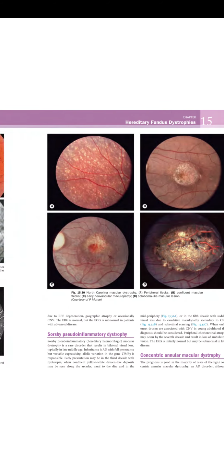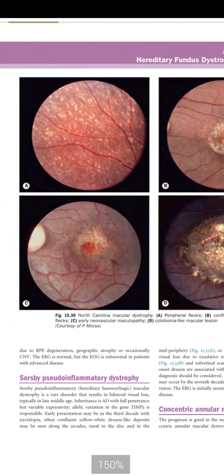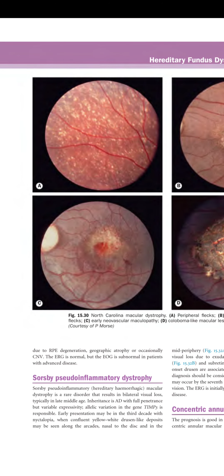Next is Sorsby pseudo-inflammatory macular dystrophy. Sorsby pseudo-inflammatory hereditary hemorrhagic macular dystrophy is a rare disorder that results in bilateral visual loss, typically in late middle age. Inheritance is autosomal dominant with full penetrance but variable expressivity, with allelic variation in the gene.